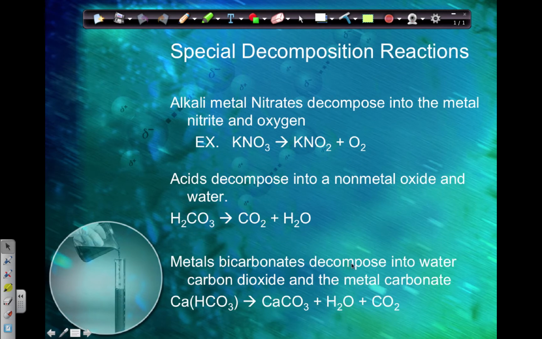All right, some other decomposition reactions. If you have an alkali metal nitrate, it's going to decompose into metal nitrite and oxygen. Acids will decompose into a non-metal oxide and water. And a metal bicarbonate will produce the metal carbonate, water, and carbon dioxide.